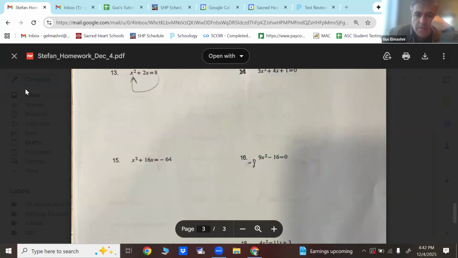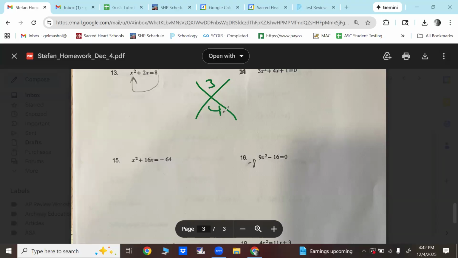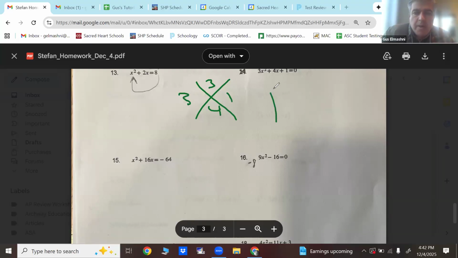Okay, so we're gonna, sometimes you can just see it, but I want to be consistent here. So A times C is 3, B is 4. What multiplies to 3 and adds up to 4? 3 and 1. Good. That's easy, right? But we're gonna do this little box. Whenever the first term is a coefficient of not 1, we'll do it this way.